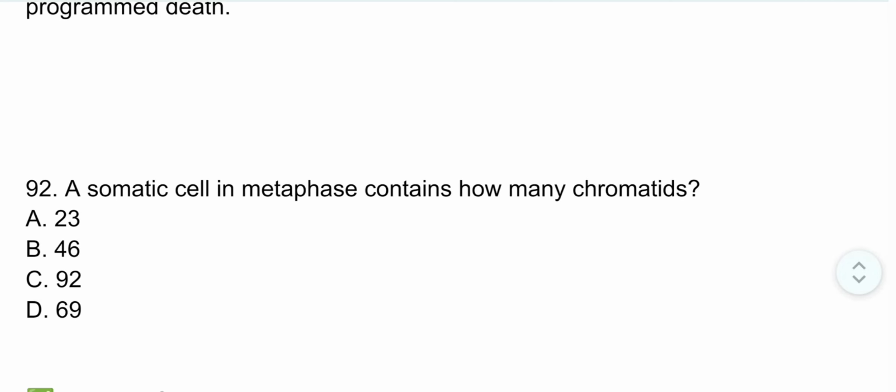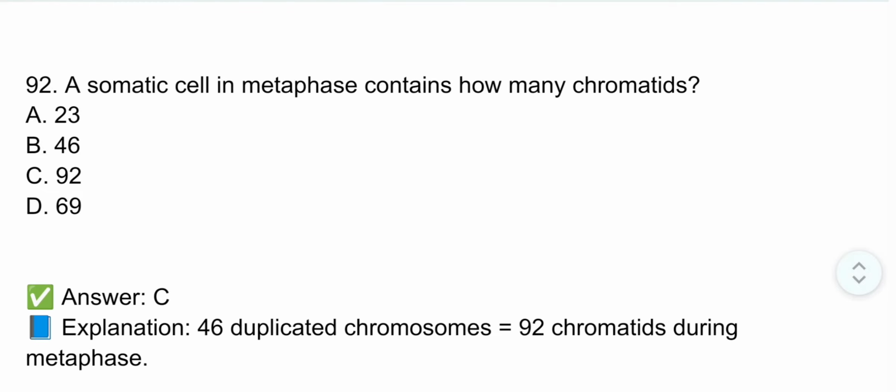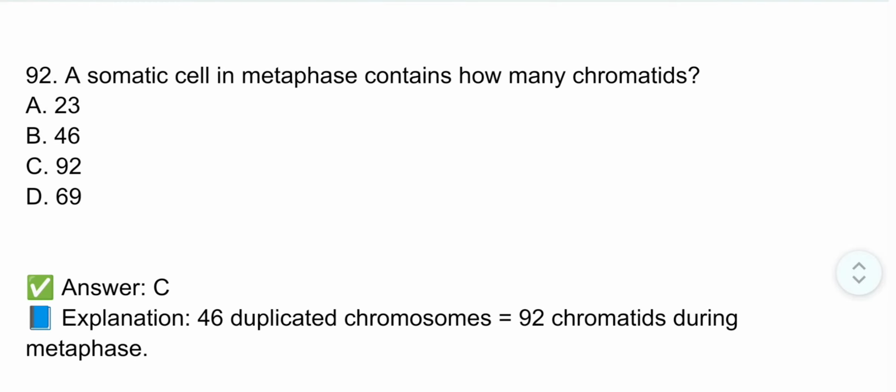Question number 92. A somatic cell in metaphase contains how many chromatids? The correct option is option C, 92. 46 duplicated chromosomes give 92 chromatids during metaphase.